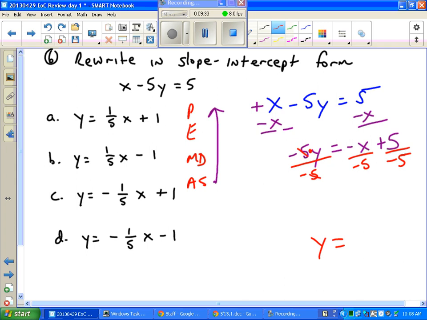This says negative 1x over negative 5. Negative 1 divided by negative 5 is a positive, since negative divided by negative is positive: 1/5 x. And positive 5 divided by negative 5 is negative 1. So y equals 1/5 x minus 1. The one that works with that one is B.